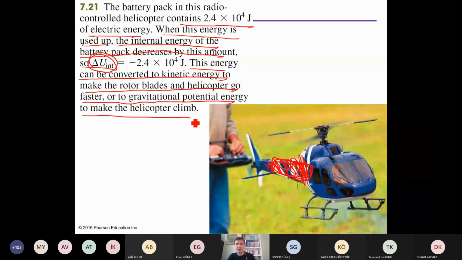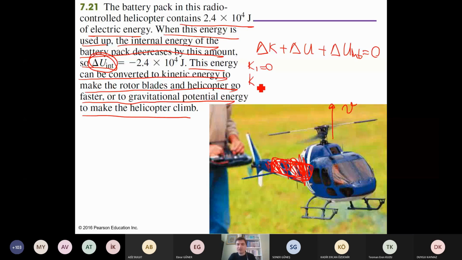So you spend the internal energy within the battery pack, and this energy is converted to the kinetic energy to make the rotor blades and helicopter go faster, or to gravitational potential energy to make the helicopter climb. Let me write the conservation of energy. Delta K plus delta U plus delta internal energy are equal to 0. So at the beginning, helicopter is at rest, staying on ground. So there is no kinetic energy. So initial kinetic energy is 0. But whenever I run it, it will have certain kinetic energy. Let's say along this direction, it will have certain velocity.